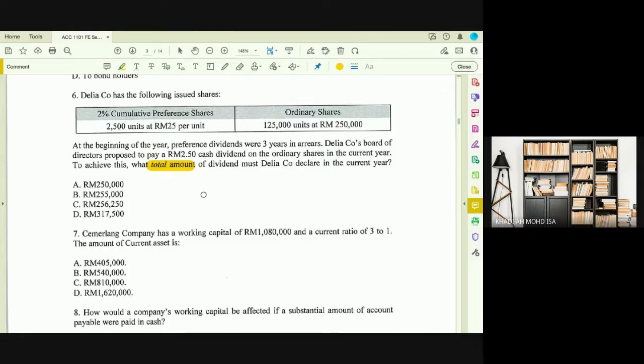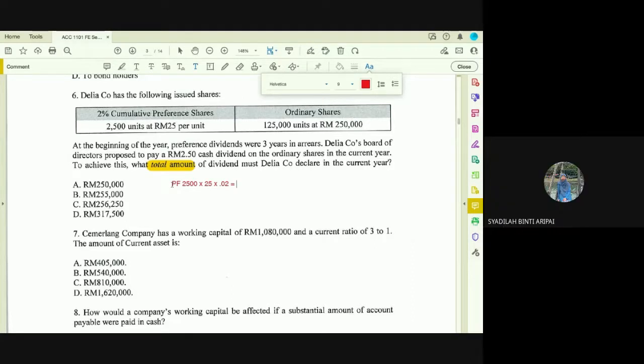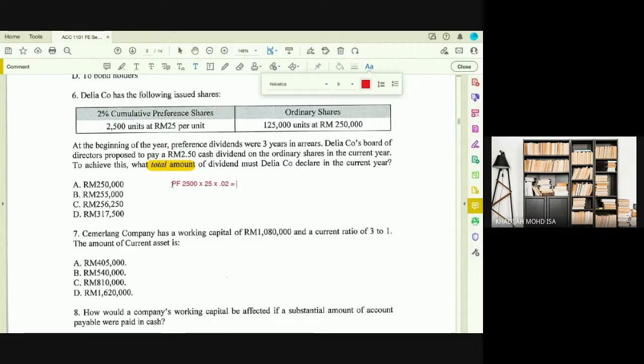But what is the dividend for preference shares? Preference shares is 2,500 times 25 times 0.02, which equals 1,250. Yeah. But what about your ordinary shares?